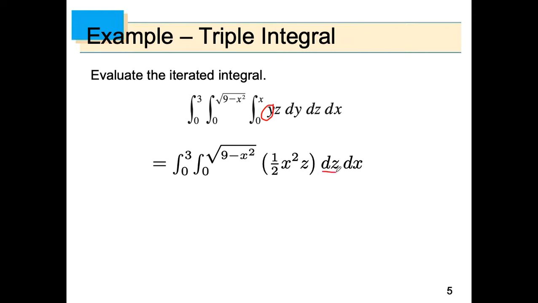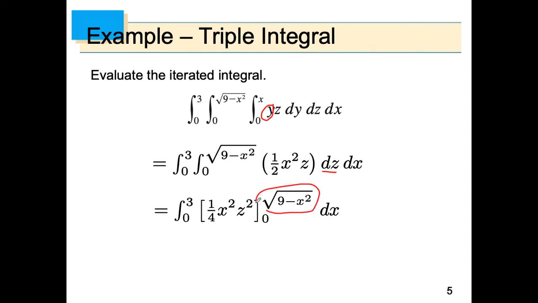And now we're going to integrate with respect to z, so this z becomes 1/2 z squared. Now here I'll show the middle step. Here's 1/2 z squared. The 1/2 times this 1/2 becomes 1/4, and obviously I have my z squared here. What's nice about this is that I'm going to take this radical, the quantity 9 minus x squared, and plug it into z, and in this case it's being squared.